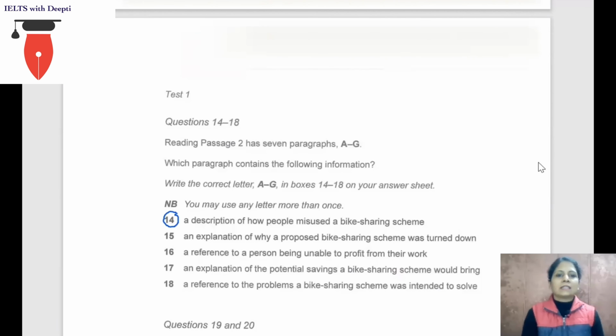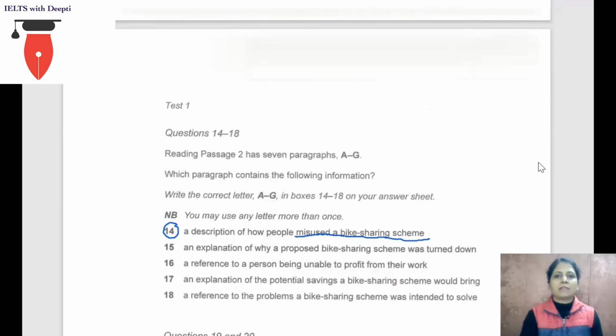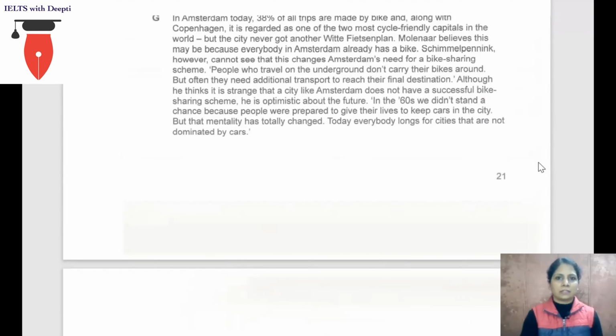So if you have this book, for this particular question type, I would recommend go through the passage once. Read the passage very quickly once. Just skim through it so that you can identify what information is given in which part of the passage, just to get a main idea of what the individual paragraphs are talking about. Now, when we look at point 14, we are identifying here how people misuse bike sharing scheme. So this particular passage is actually talking about bike sharing scheme, and we will see which paragraph pertains to that.